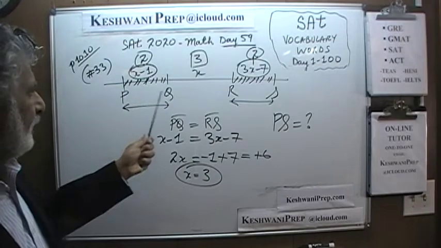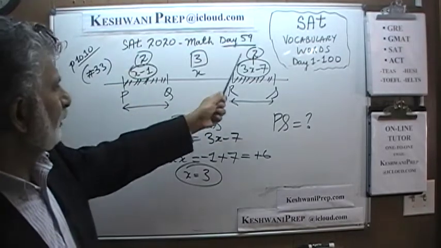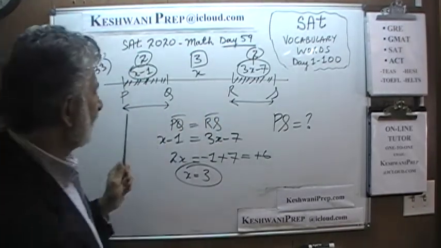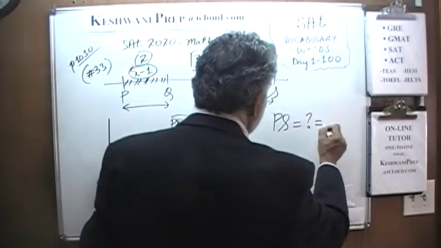There we go. P to S is simply 2 plus 3 plus 2. 2 plus 2 is 4, plus 3 is 7. So P to S is equal to 7.